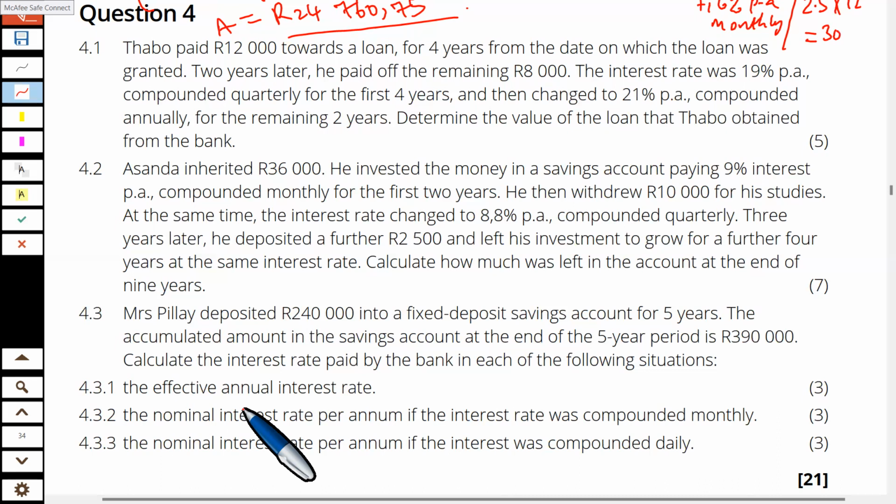Because now they can ask you tomorrow the effective annual interest rate, the nominal rate per annum, the nominal interest rate per annum, that kind of thing. Okay, compounded daily, what do you do? Because we did not do compounded daily. We did compounded monthly. So if they say compounded daily, how does it work? That's what I want us to discuss.